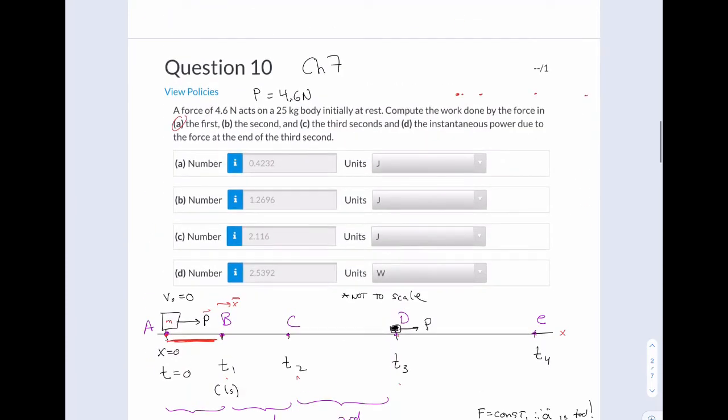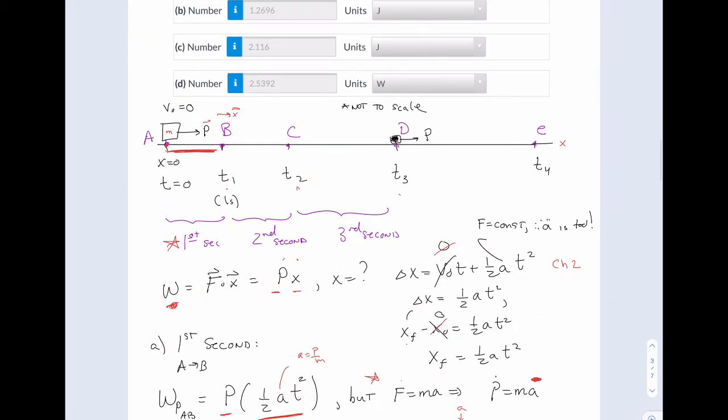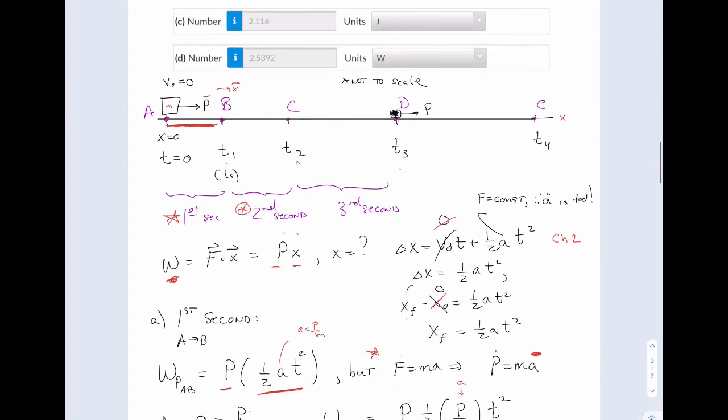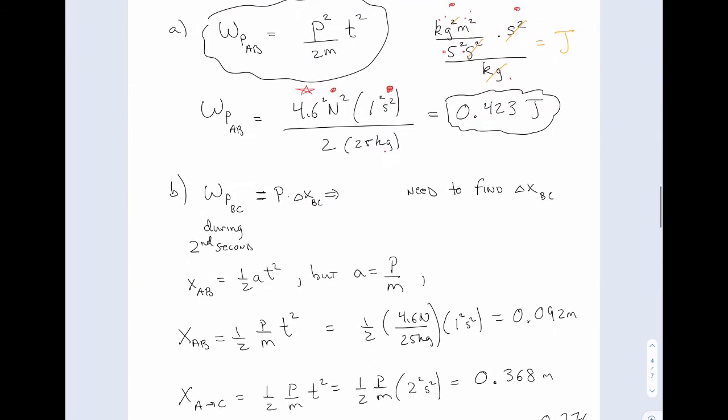Okay, part B, they want the work done by the force during the second. So in my picture, that's the second. I'm going from B to C. Okay, so it's the same thing. Work done is the force P times the distance. So I need to find the distance from B to C. So that's what I did here. I need to find the distance from B to C.